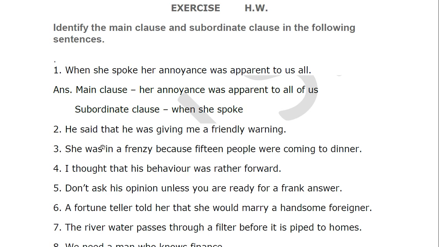Okay, I'll do the third one also for you. She was in a frenzy because 15 people were coming to dinner. Let's look out for a subordinator. I said always start by looking out for a subordinator. So here, this is your subordinator. Whatever is after this, all this is your subordinate clause. So let's see what is left over here. She was in a frenzy. Okay, is it complete? Yes, it makes complete sense. So then "she was in a frenzy" is the main clause, and "because 15 people were coming to dinner" is the subordinate clause. Clear now? Now everything should be clear.